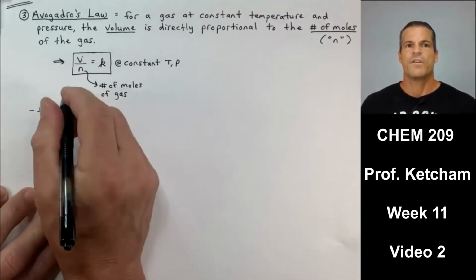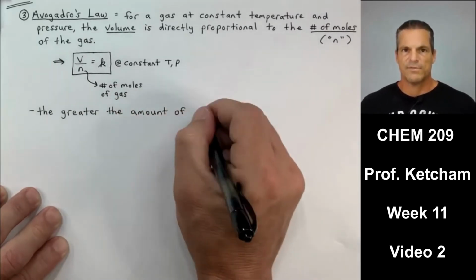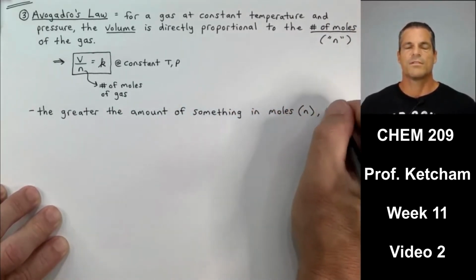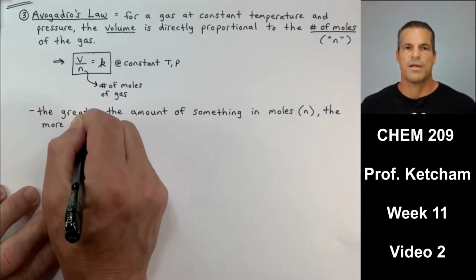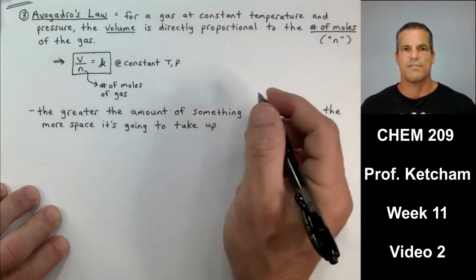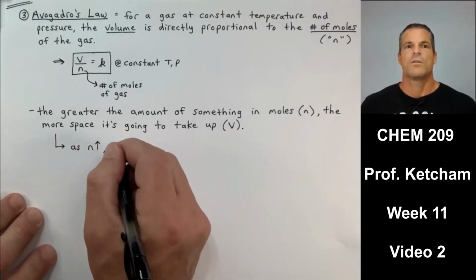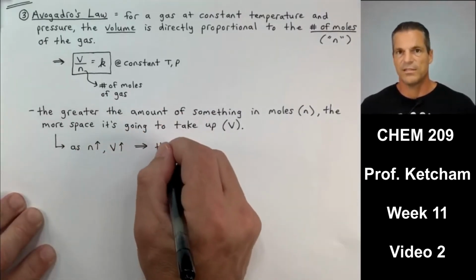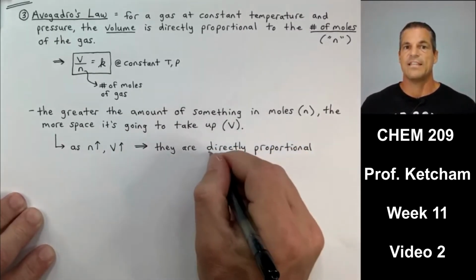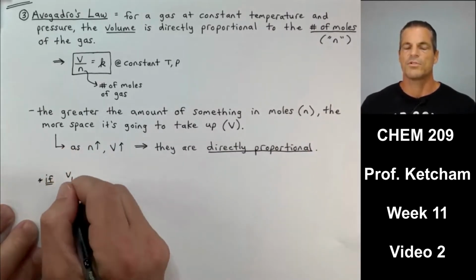So V over N, where N is the number of moles of gas. The greater amount of something in moles, the more space it's going to occupy. Now I know we're talking about gas molecules and the volume is mainly empty space, but just think of it from a perspective where we're holding the temperature and the pressure constant. So the more I have, the more space it's going to take up. As my number of moles goes up, or as N increases, the volume also increases. In other words, they are directly proportional.